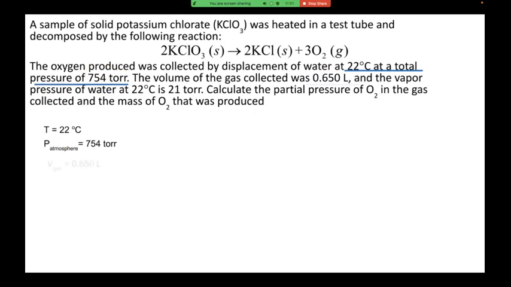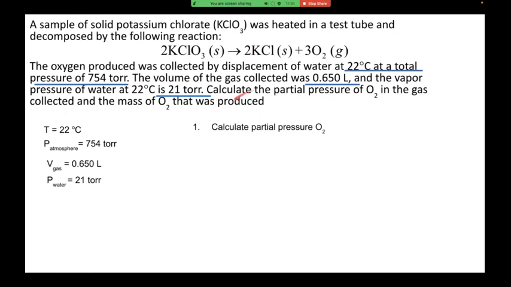Next, we're told that the volume of gas collected is 0.650 liters, and the vapor pressure of water at 22 degrees Celsius is 21 torr, which means at our laboratory experiment temperature, that's the pressure of water vapor that would be produced in our empty container. So to calculate our partial pressure of O2, if you see the key term partial pressure, that's a good indicator that we're going to want to utilize Dalton's law of partial pressures.